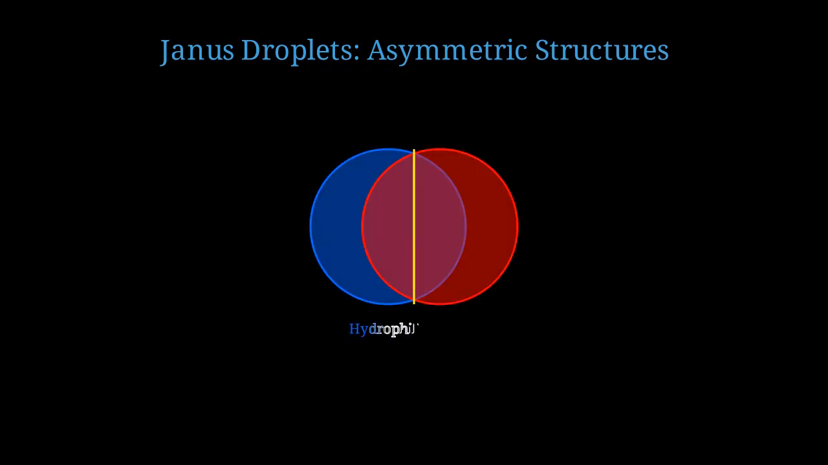An exciting variation is Janus droplets, named after the two-faced Roman god. Janus droplets have 2 distinct hemispheres with different properties. One side might be hydrophilic, the other hydrophobic. This asymmetry enables directional drug release or self-propulsion.